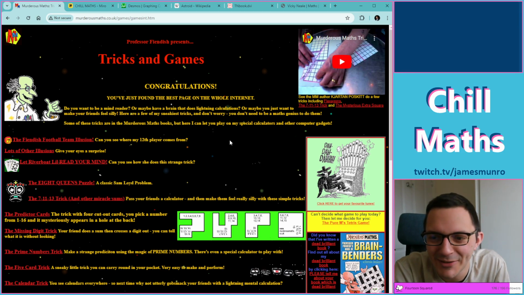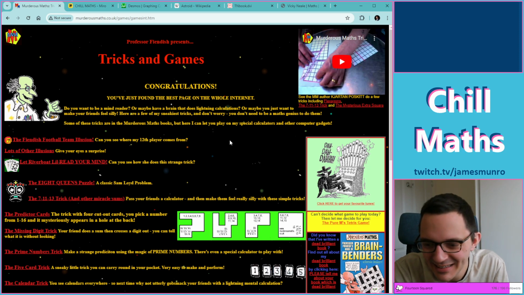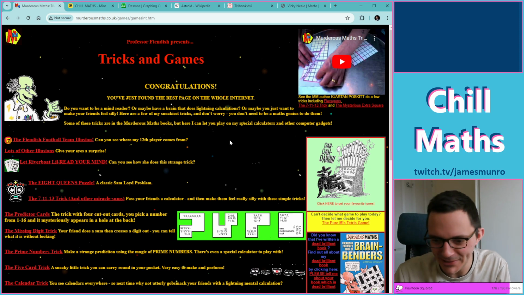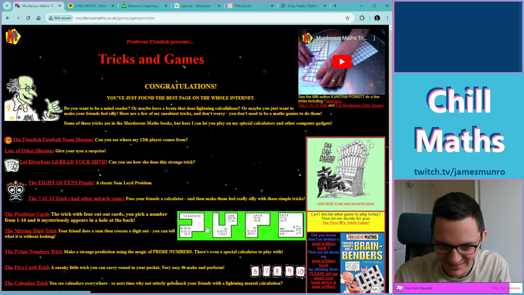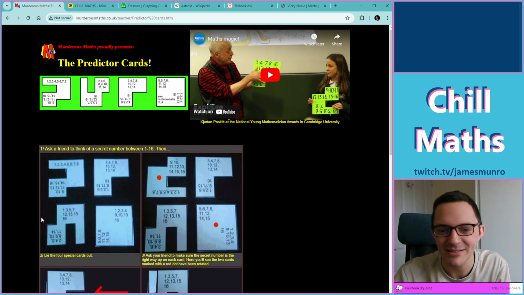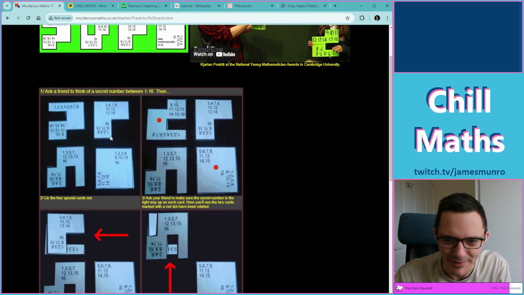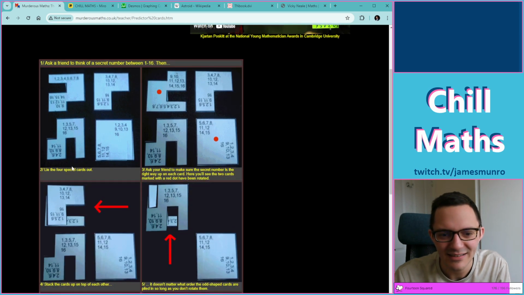Okay, I found the best page on the whole internet. It involves some... what are these? The trick with 4 cutout cards. You pick a number. Is this like a web app? Oh, and it might have to print something for this. Oh my goodness. Lay out these 4 special cards with... hang on, what's this design?